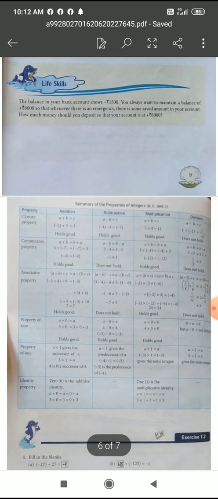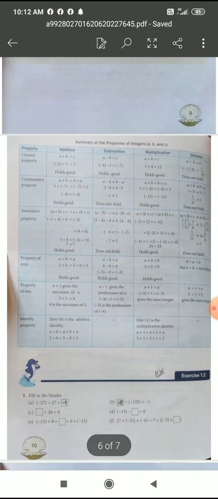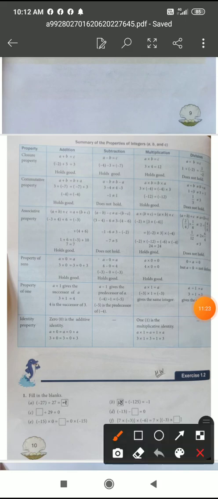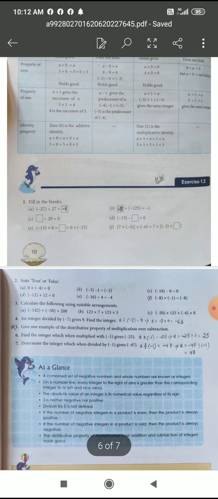Here is a summary of properties of integers. Whatever we discussed, just here one summary is given. Here addition, subtraction, multiplication and division and all the properties are written here. So you see. Then exercise 1.2.